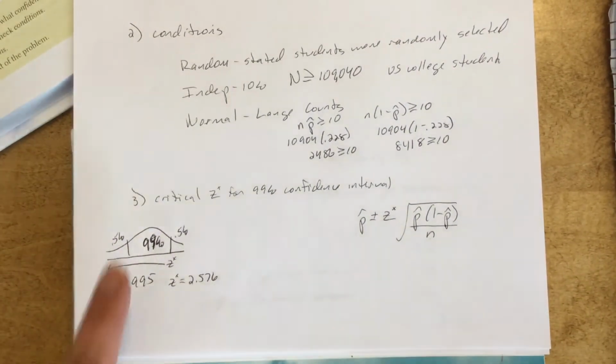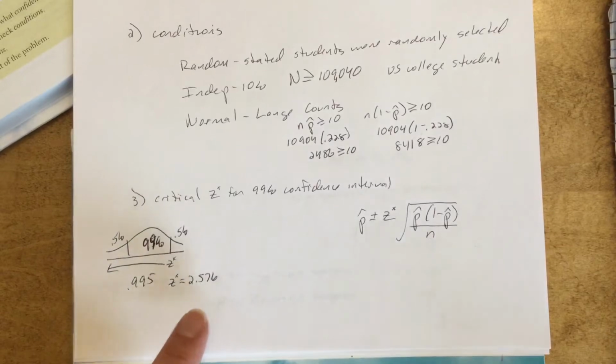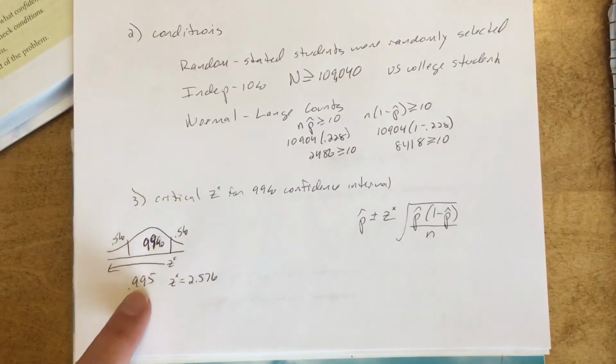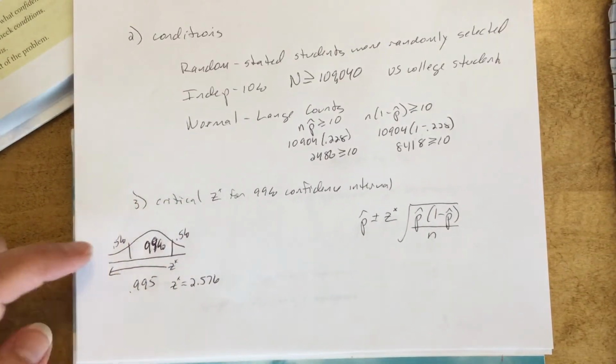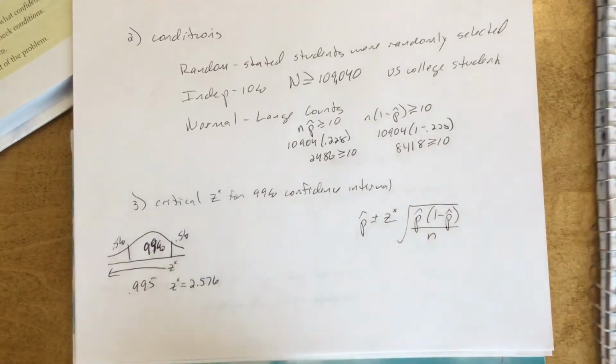And when they ask for work, this is what they're looking for, because they know you're going to run it in the calculator. So how'd you know what to put in the calculator? You thought about this curve. So show what your thinking is, okay?